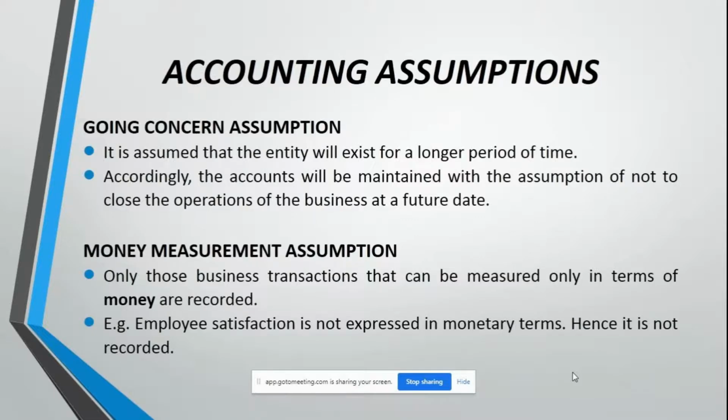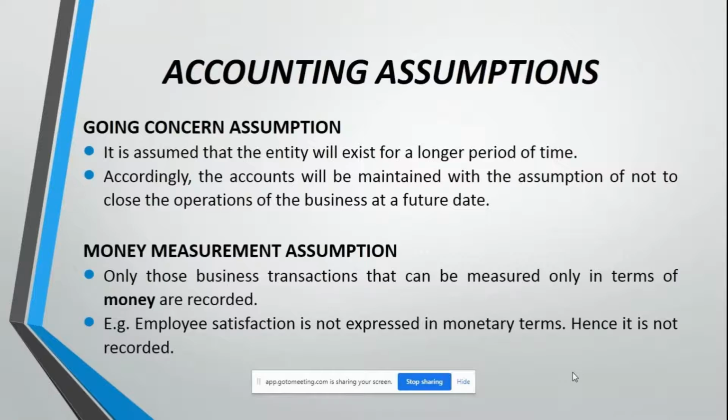So it is not assumed that just because the founder or the proprietor is no more or he's not able to handle business, the business will be brought to an end. For sure not. So it is assumed that the entity will exist for a longer period of time. Accordingly, the accounts will be maintained with the assumption of not to close the operations of the business at a future date. So the next and the final assumption we have is the money measurement assumption.